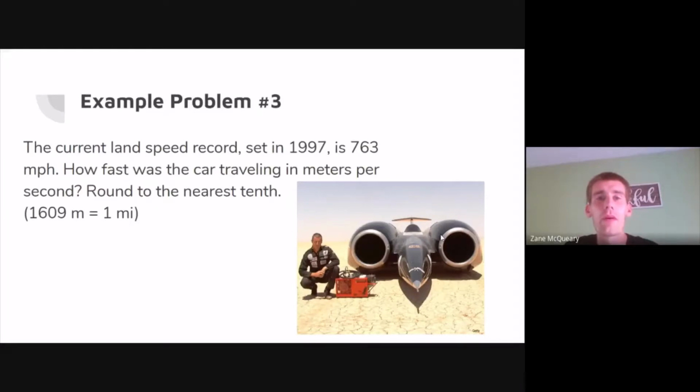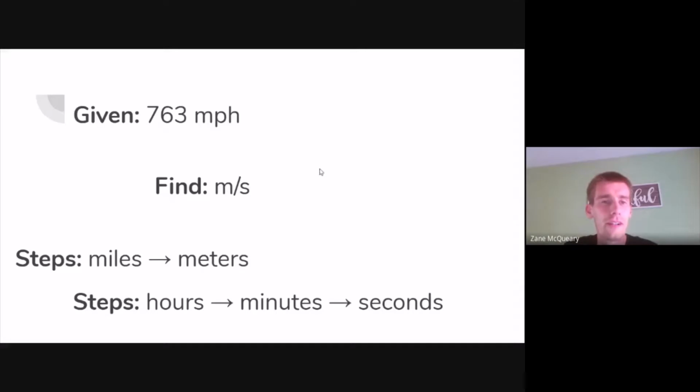The final example problem we're going to do together is the trickiest. All right, our current land speed record is 763 miles per hour, and we want to know how fast that is in meters per second. We are going to be rounding to the nearest tenth, so now we have some guidance for our rounding, and we're given a nice handy conversion factor. All right, so let's go ahead and just write that out.